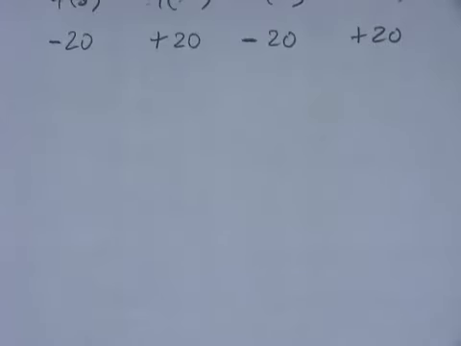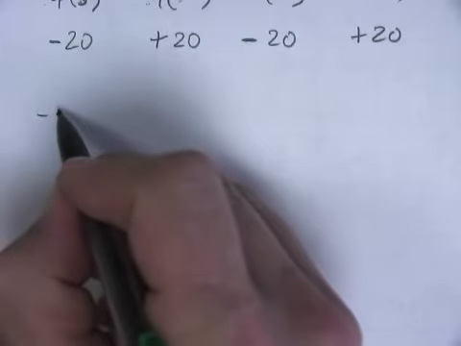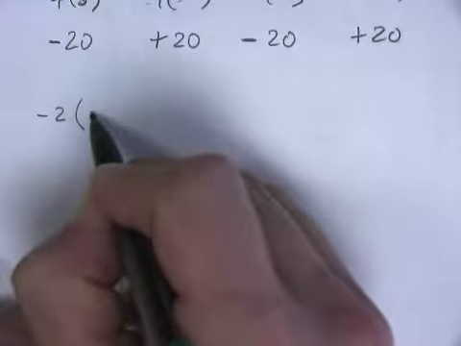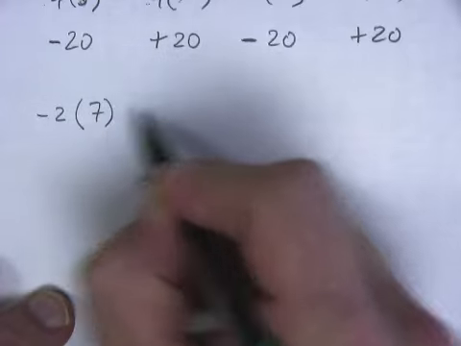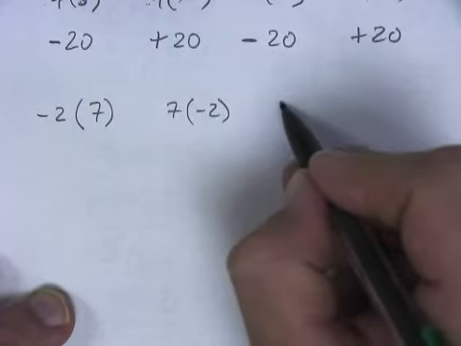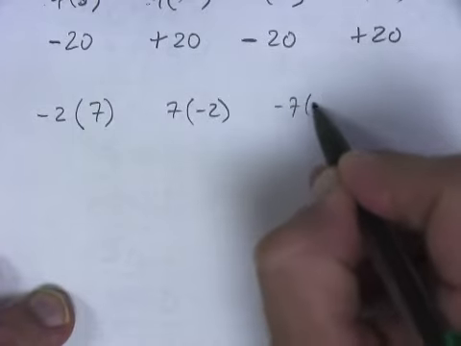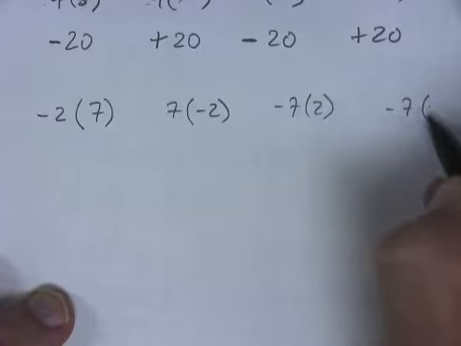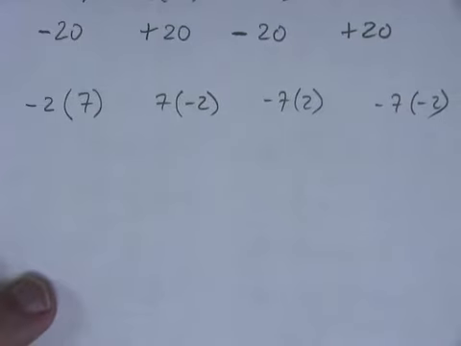Let's do another set. Let's go negative 2 times 7. Let's do 7 times negative 2. Let's do negative 7 times 2. And let's do negative 7 times negative 2. Let's kind of mix it up.